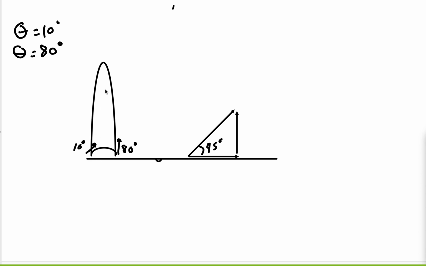And hang time depends on that angle. The closer you are to 90 degrees, the bigger the hang time. The closer you are to 0, the smaller the hang time. The closer you are to 45, the bigger the range. And then these angles like 10 and 80, they complement each other. Or 30 and 60, 70 and 20, 15 and 75, right?